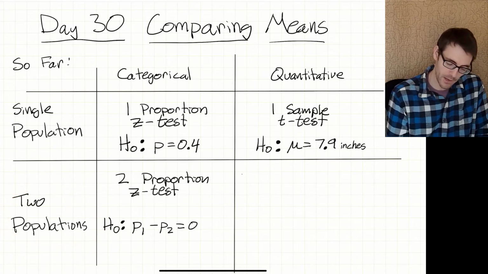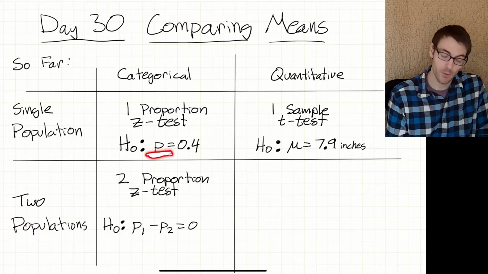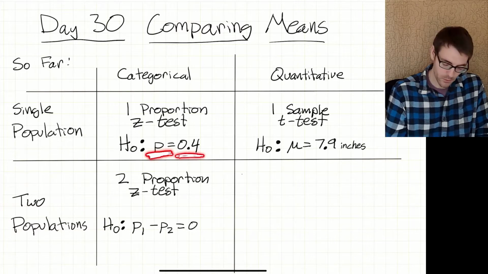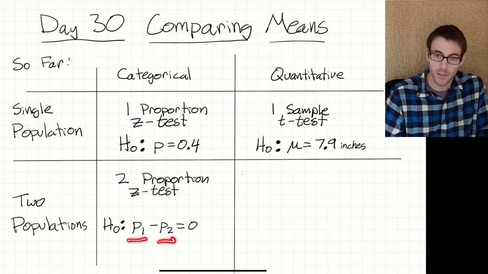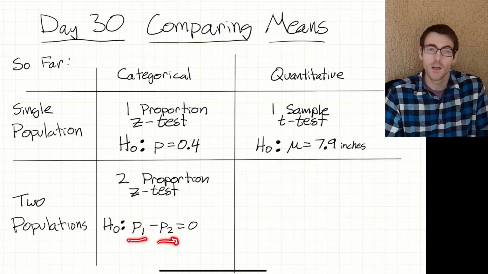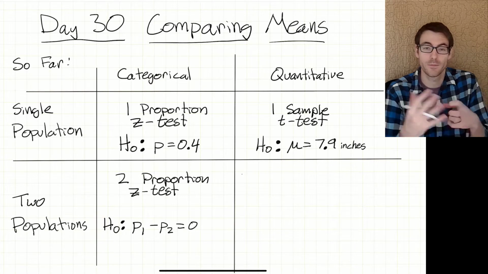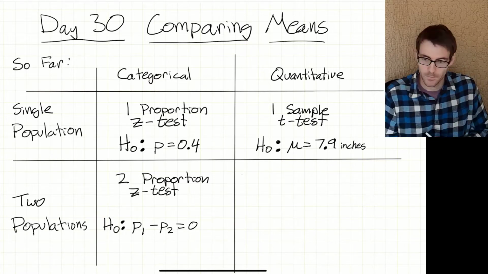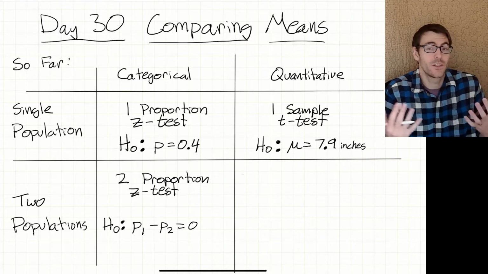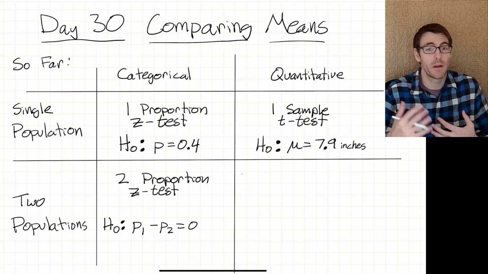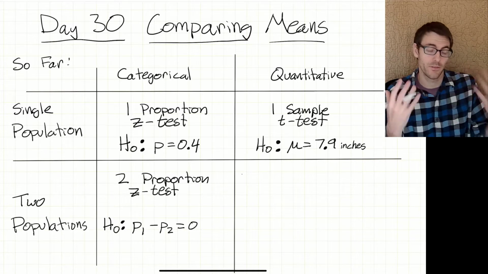So rather than comparing the population's proportion to some set value, we were comparing two population proportions to each other. So typically the question here is, is there a notable difference between these two populations? In the example I used last time, we're concerned with what percentage of candy is green, and we're comparing the population of M&Ms to the population of Skittles.